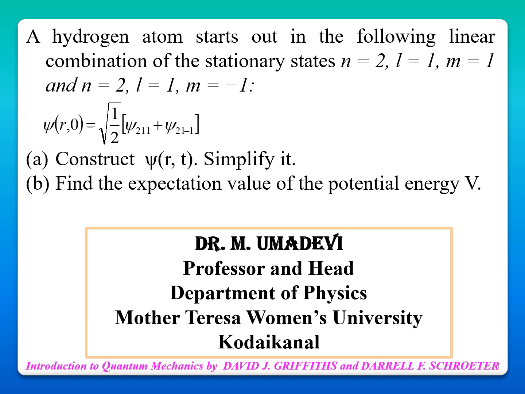That is, psi of r comma 0 is equal to 1 by square root of 2 times psi of 211 plus psi of 21 minus 1. Now we have to construct psi of r comma t and simplify it. Second one is to find the expectation value of the potential energy.